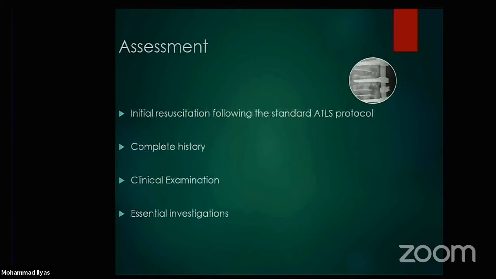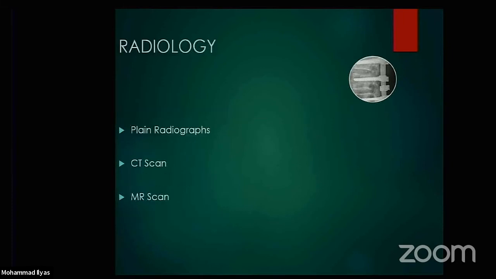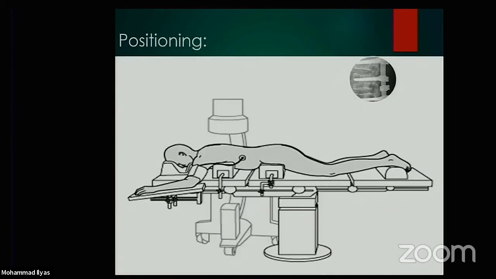Assessment: initial resuscitation following the standard ATLS protocol, complete detailed history and clinical examination, and essential investigations. In radiology, first of all, we go for the plain radiograph, which might be in different views, AP and lateral, and CT scan to see the bony morphology and anatomy, and third is the MRI scan to see any ligamentous and soft tissue disruption.